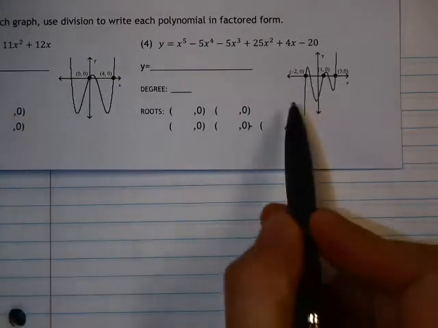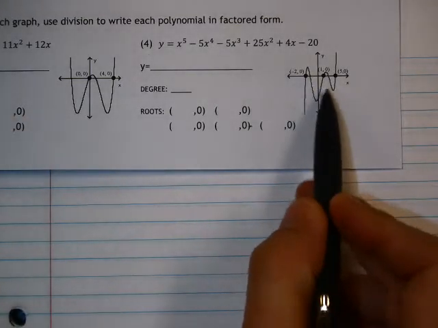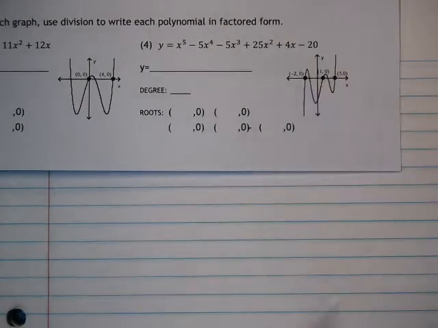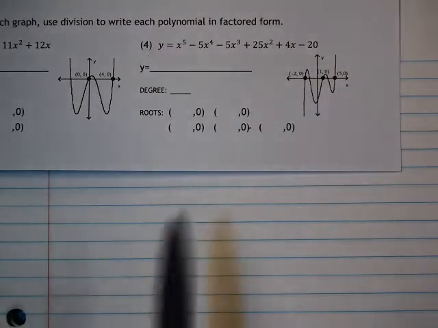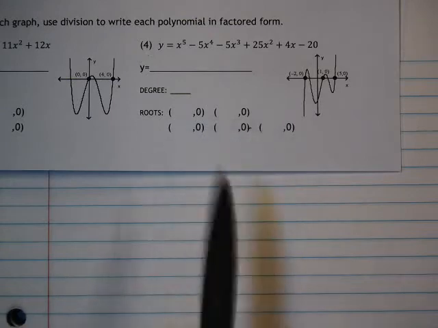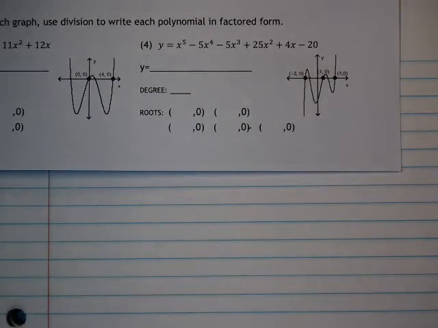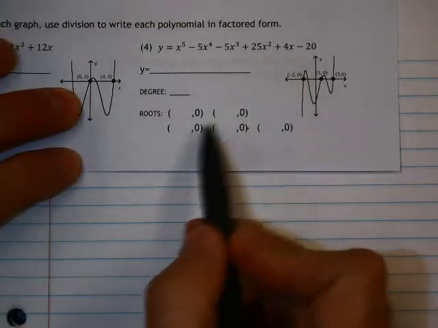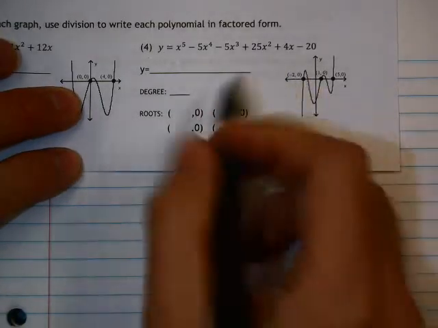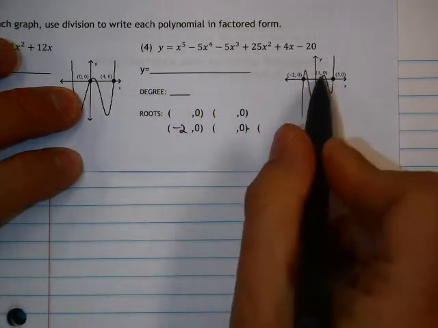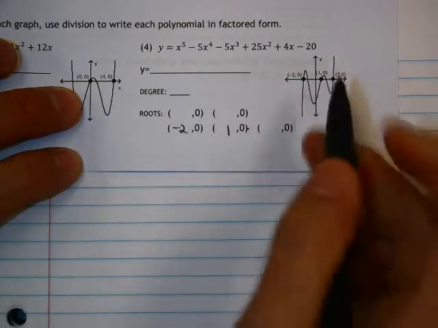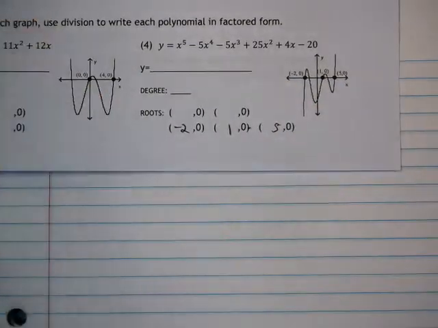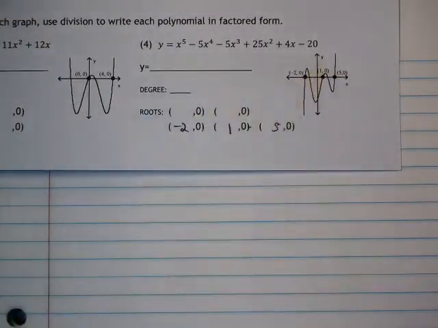We're given the graph here. You got this curve on. You got 1, 2, 3 x-intercepts, which gives us 3 of these roots. So the first thing, easy step we're going to do is just write these roots here. Negative 2, 0 is one of those. 1, 0, 5, 0. So our goal is to use these roots to get this whole thing factored.